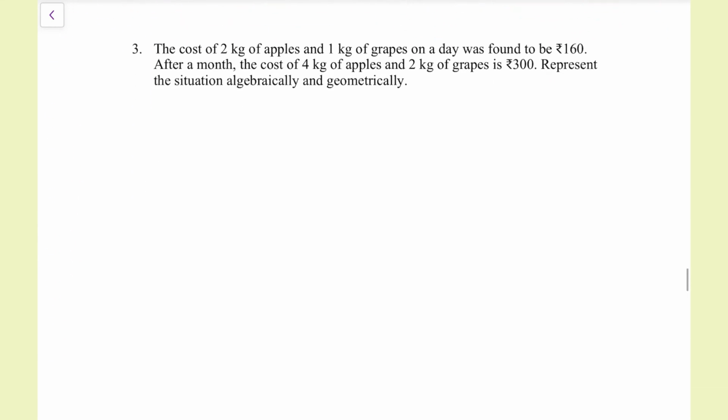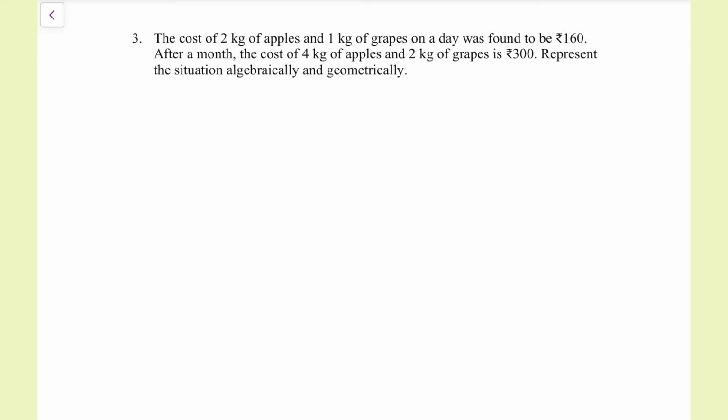Coming to question number 3. The cost of 2 kg of apples and 1 kg of grapes on a day was found to be 160 rupees. After a month, the cost of 4 kg of apples and 2 kg of grapes is 300 rupees. Represent the situation algebraically as well as geometrically. So we need to solve as well as draw the graph for this. Apples are there, grapes are there, and they are speaking about rupees, right?